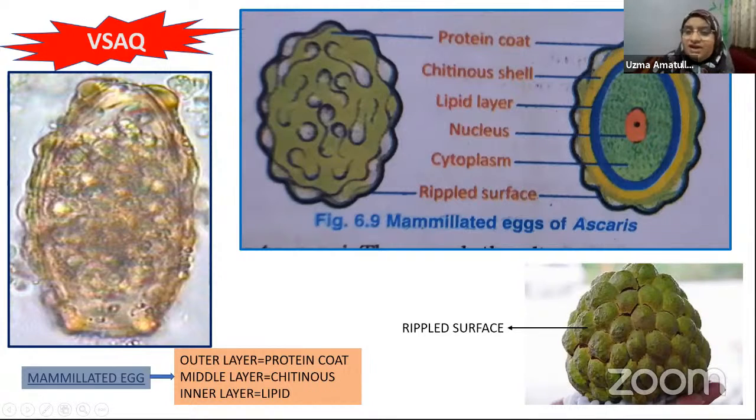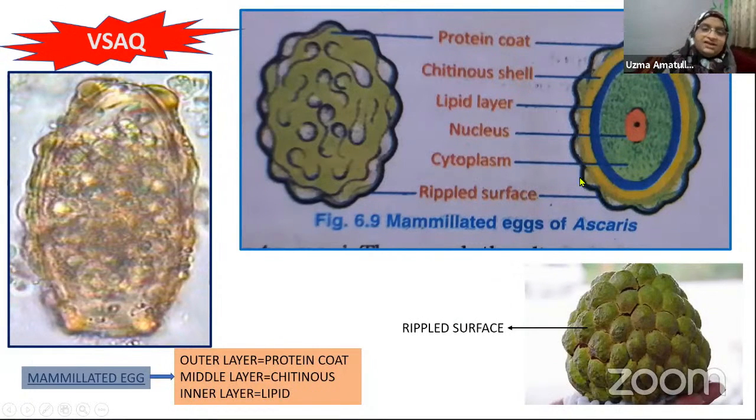It is covered with a protein coat, and the second layer is a chitinous shell, and the third layer is the lipid layer. So how many layers is it covered with? Three. Protein coat, chitinous shell, and lipid layer. And you can see the nucleus here, and the cytoplasm.